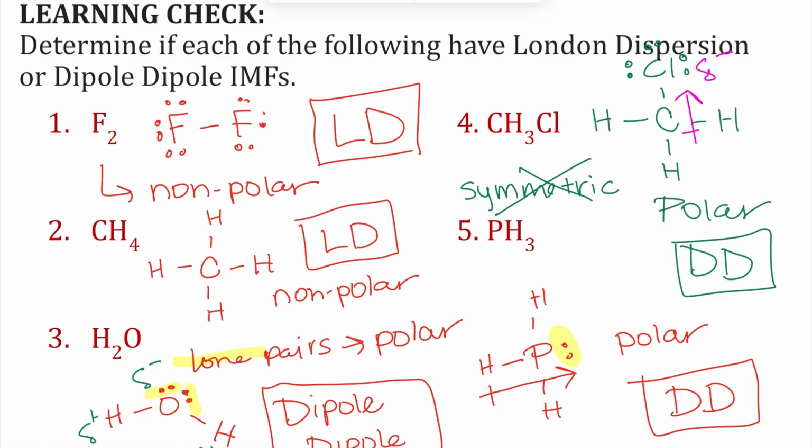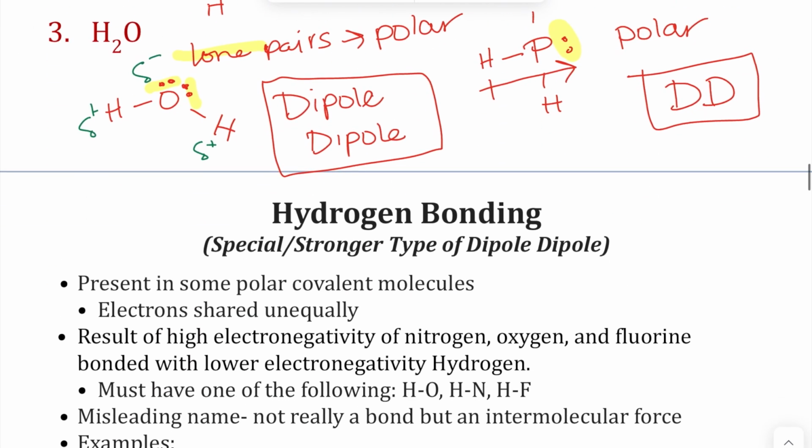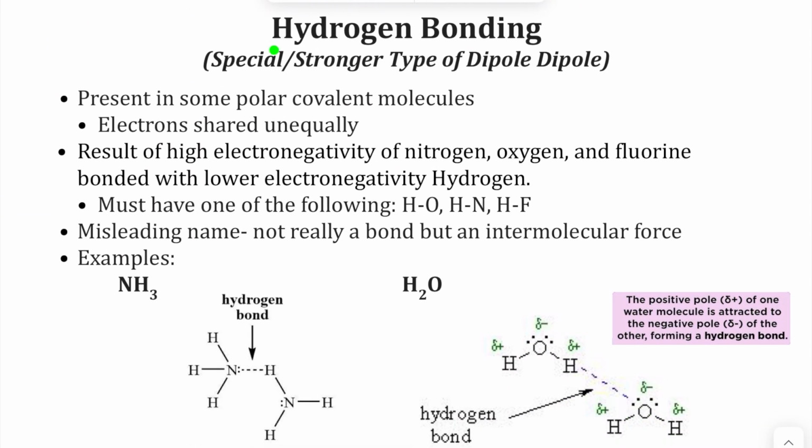All right, so we've got London dispersion if we have covalent compounds that are nonpolar. Dipole-dipole is covalent compounds that are polar. And within dipole-dipole, we actually have a special or a stronger type of dipole-dipole, which is called hydrogen bonding. And this is present in some polar molecules. Again, the electrons are shared unequally. And this is a result of the high electronegativity of nitrogen, oxygen, and fluorine, bonded with lower electronegativity hydrogen.